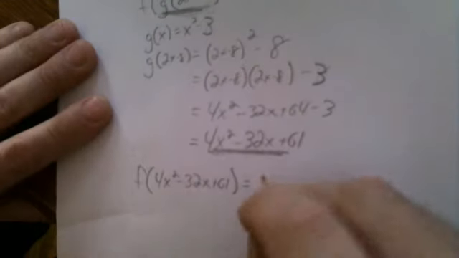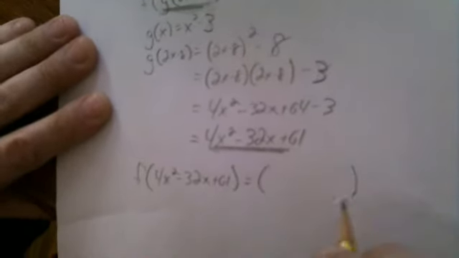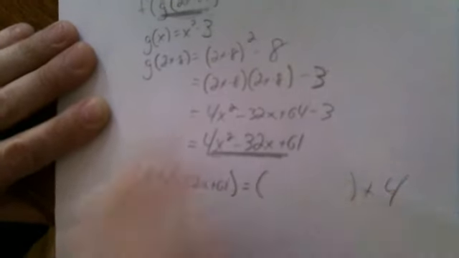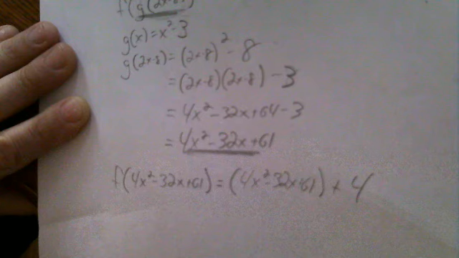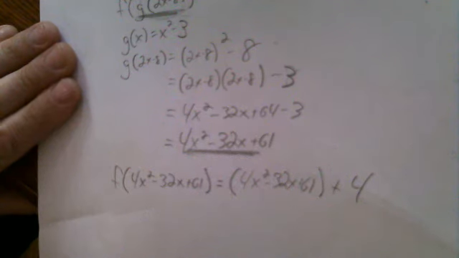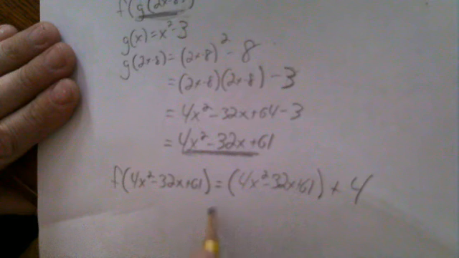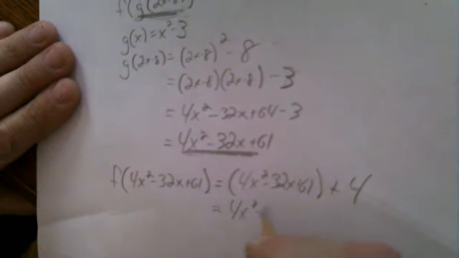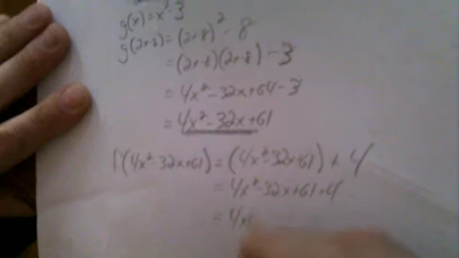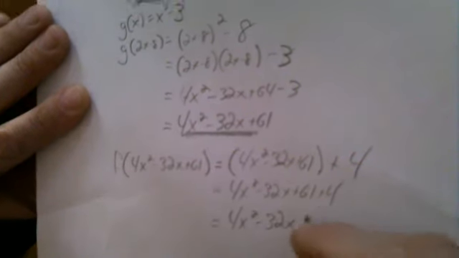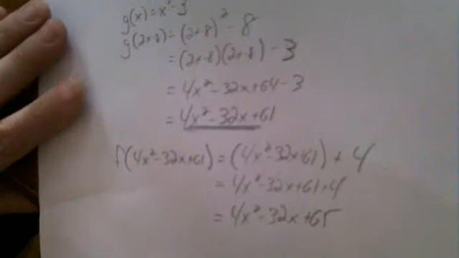Well, f of x is x plus 4. So I'm going to open up a set of parentheses here, x plus 4. And I'm just going to plug in all that: 4x squared minus 32x plus 61. Okay, I can eliminate the parentheses here by distributing a positive 1. So I have 4x squared minus 32x plus 61 plus 4. So our composition becomes 4x squared minus 32x plus 65.